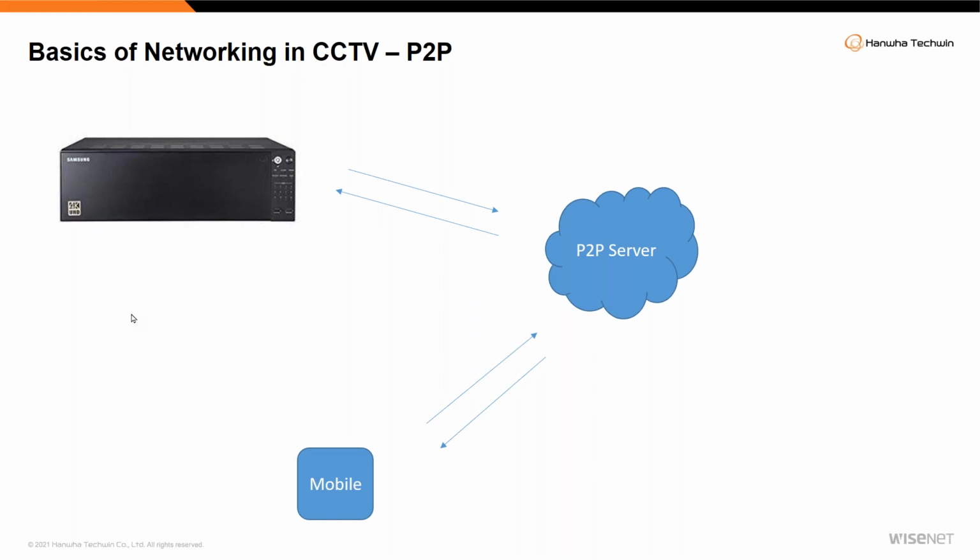So you don't have to do port forwarding, you don't have to do this configuration stuff. You just scan the QR code. Each device will have a unique ID, and via the internet, you can access your NVR from your mobile application.